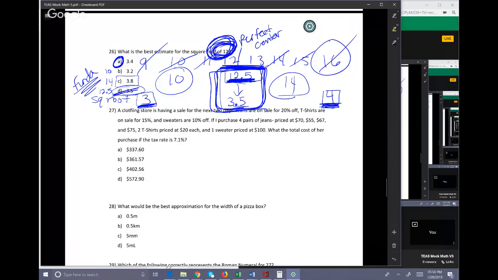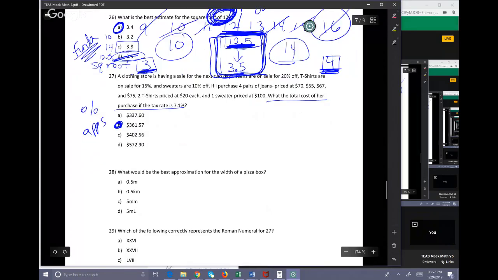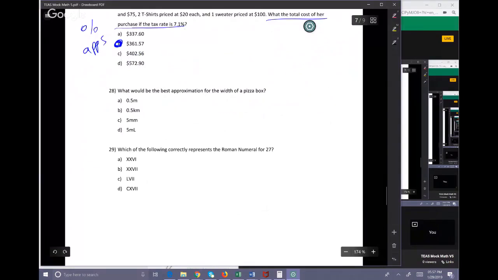27 is kind of a classic messy discount and tax rate and all that with percent apps. It all falls into scenario 3. You want to make a good list, discount everything, add it all up, take the tax rate, add that on, and so on. And what it wants is the total cost of the purchase after all the different items are put together. They're discounted appropriately to what they are, and the tax is added on. That's going to put us at B, which is 361.57.